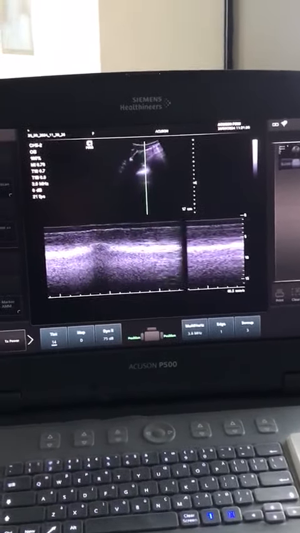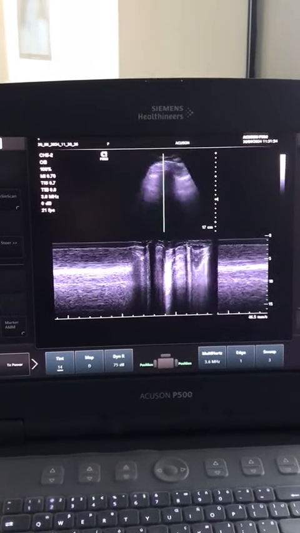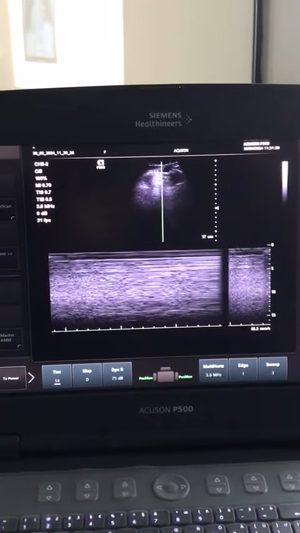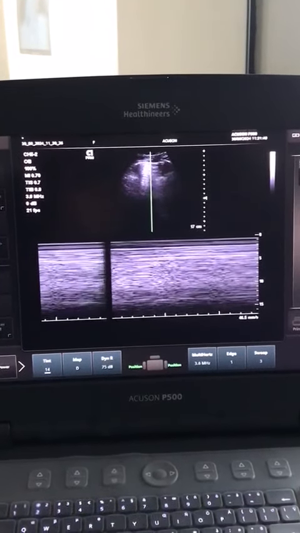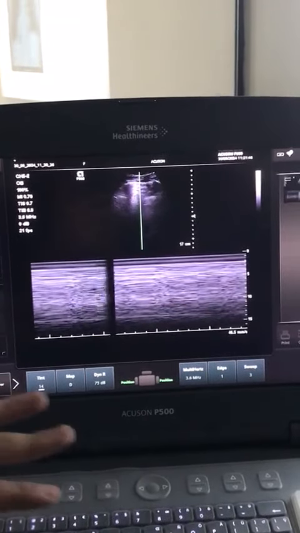This is the probe we have left. We have kept the probe on the right side. So we are coming toward the left side. This is the ultrasound image from the left upper chest. You can see it's a barcode sign due to pneumothorax.